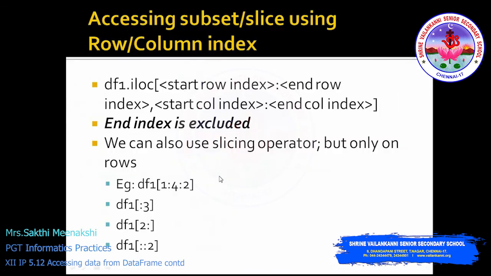So this is how you can use the iloc method to fetch the data, right. So what is this thing? This one is similar to slicing, okay. We can also use the slicing operator, but only on rows. So we cannot fetch a particular column value, we can fetch particular row values, but all the column values will be included if you are using the slicing operator, okay.